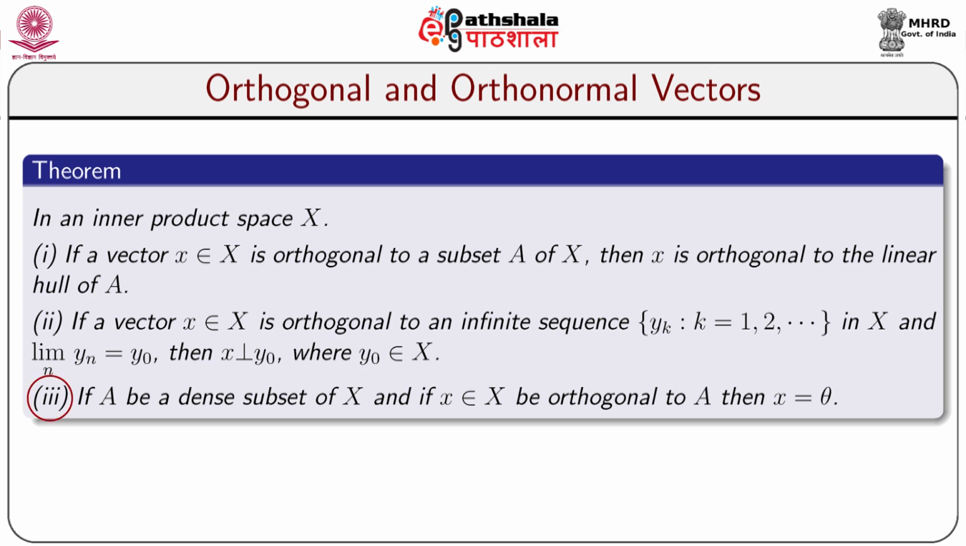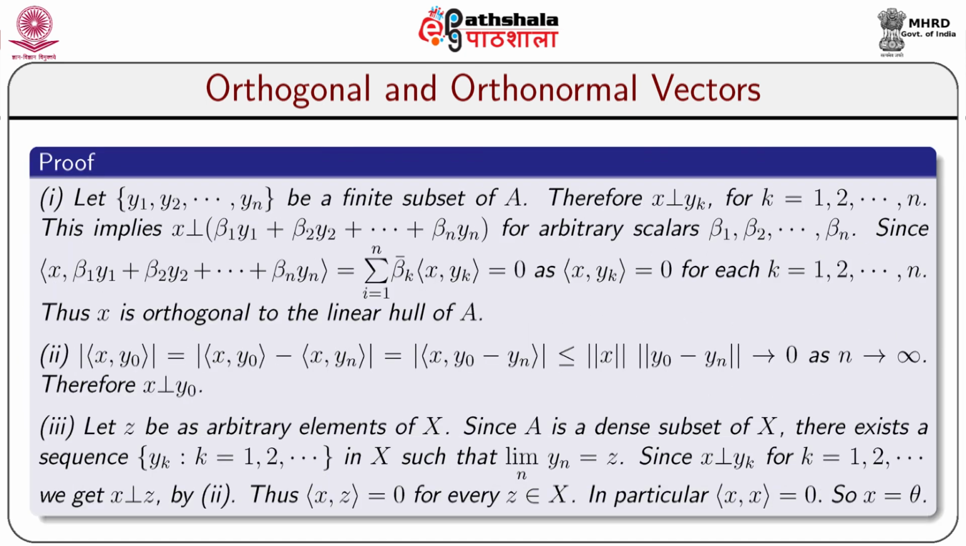Number 3, if capital A is a dense subset of capital X and if x belonging to capital X is orthogonal to A, then x must be equal to the zero vector, that is x is equal to theta. We shall prove one by one. For the proof of 1, let y1, y2, dot dot dot yn be a finite subset of capital A. Therefore, x is perpendicular to yk for k equal to 1, 2 and so on.